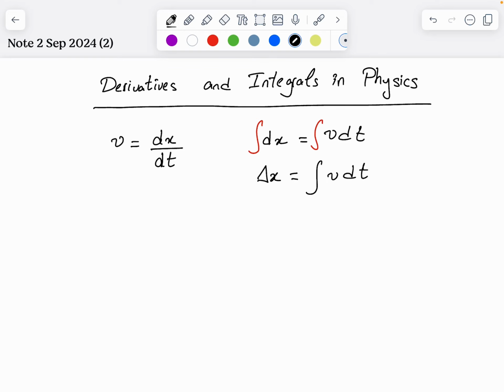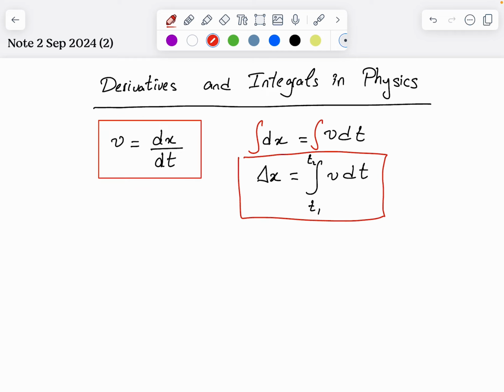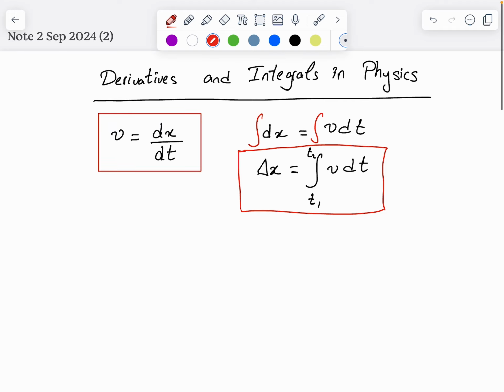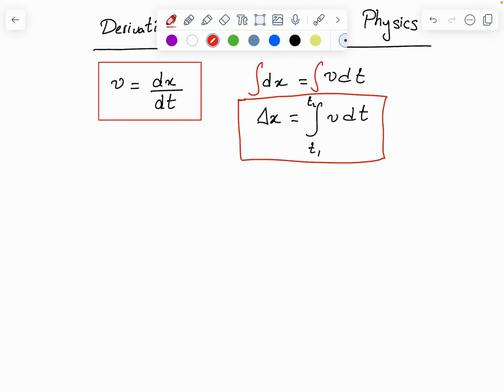v dt between some time 1 and some time 2. So those two relations are very important. If velocity is the derivative of position, then position is the integral of velocity. You can understand it like that. They are opposite to each other. Now, keep in mind dx by dt.